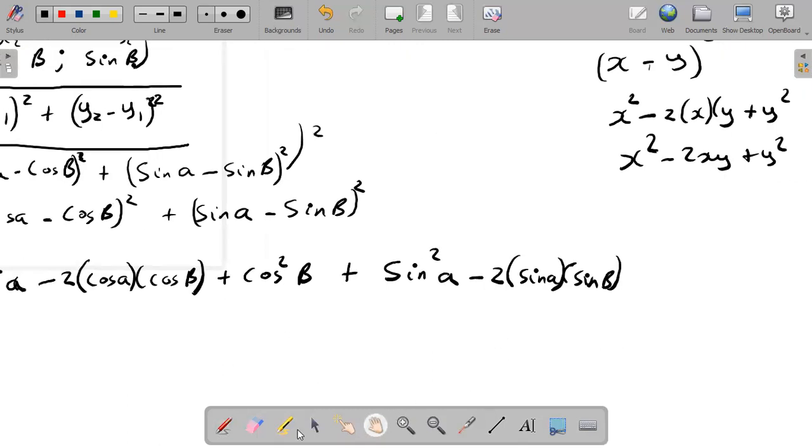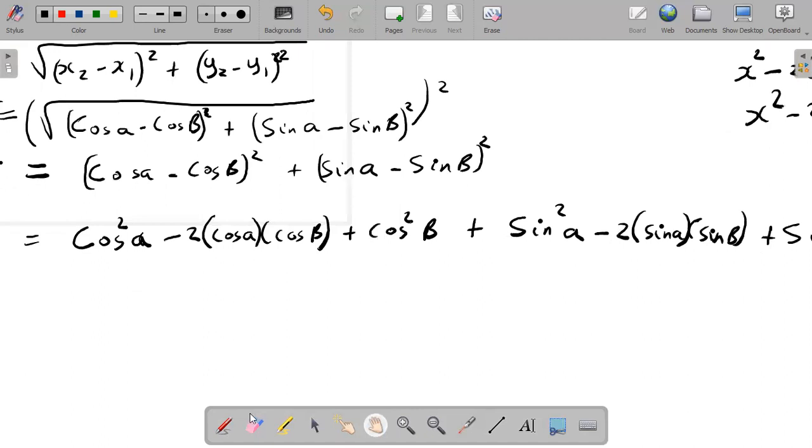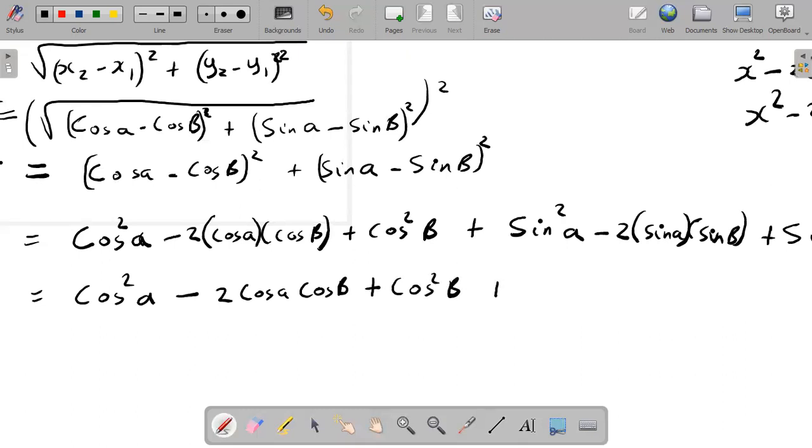Plus sine squared beta. So this is what we have, right? So we can actually simplify this further to give us cos squared alpha minus 2 cos alpha cos beta, right? Plus cos squared beta, right?